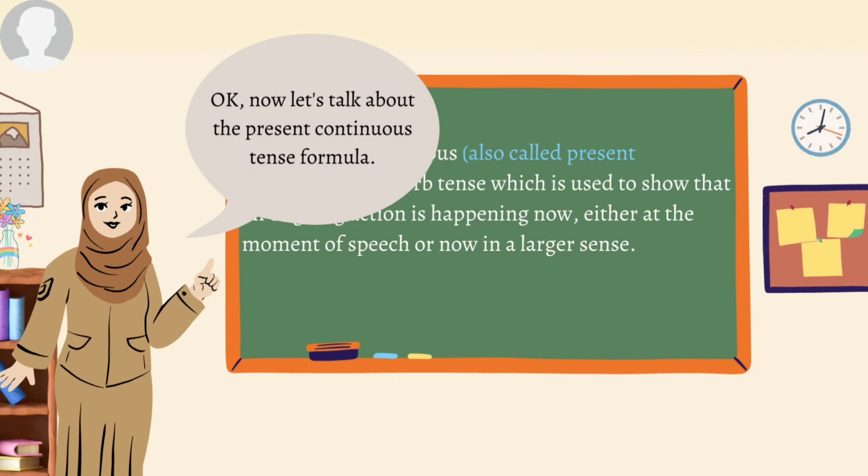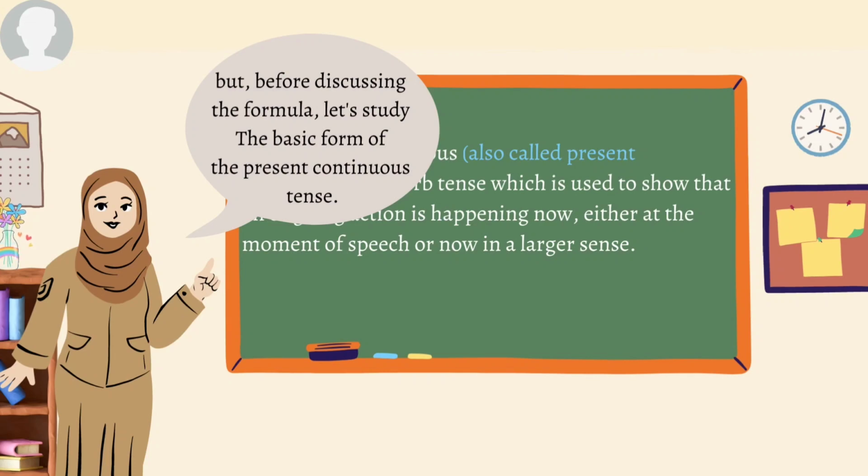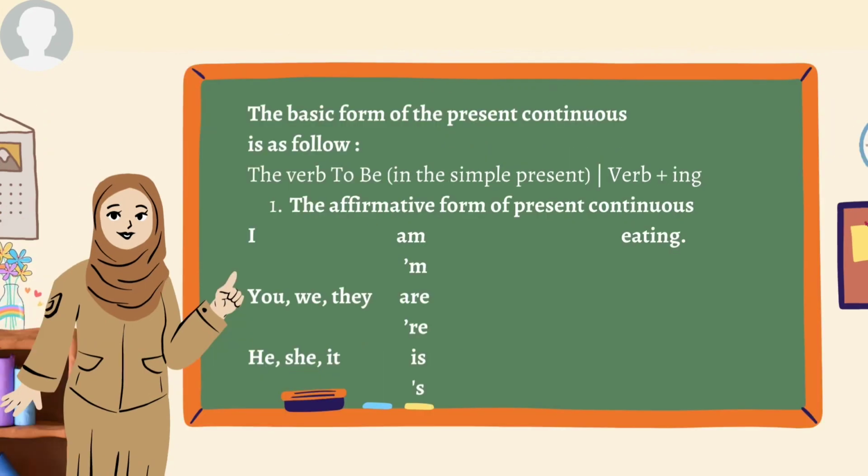Okay, now let's talk about the present continuous tense formula. But before discussing the formula, let's study the basic form of the present continuous tense. The basic form of the present continuous is as follows: the verb to be in the simple present, plus verb plus ing.